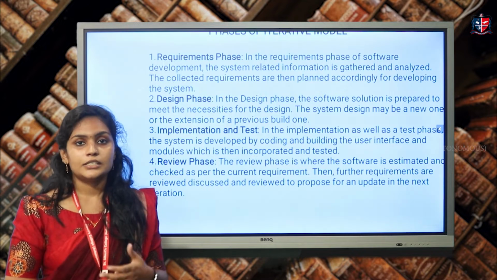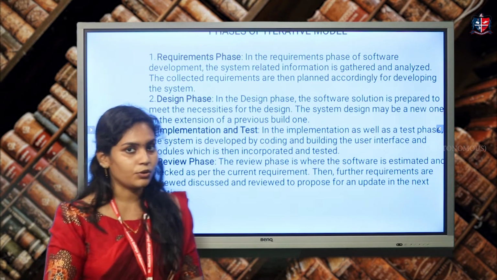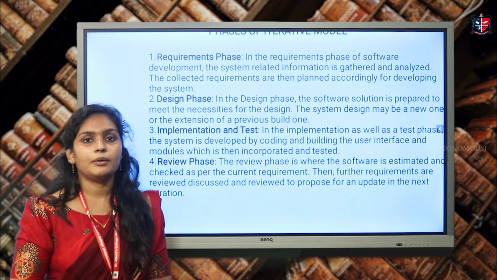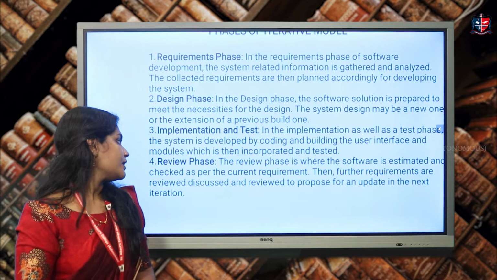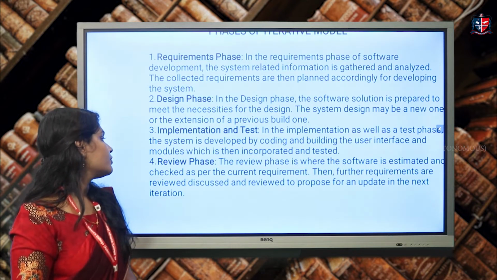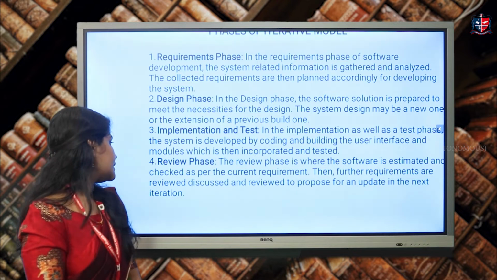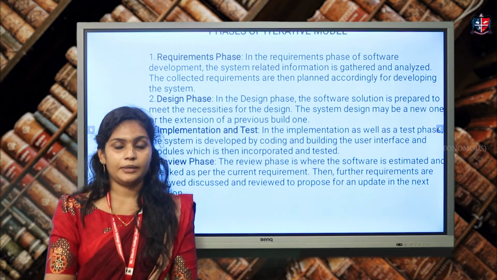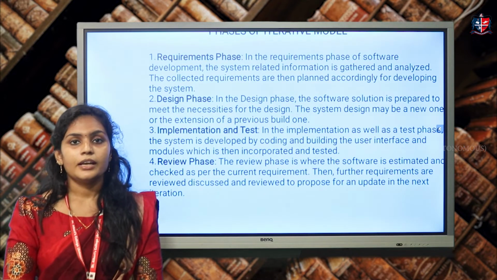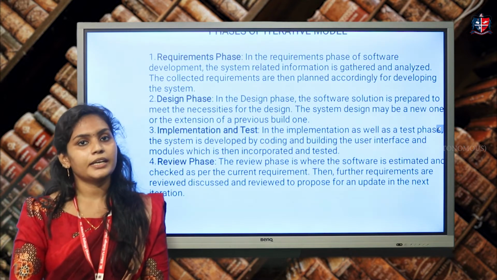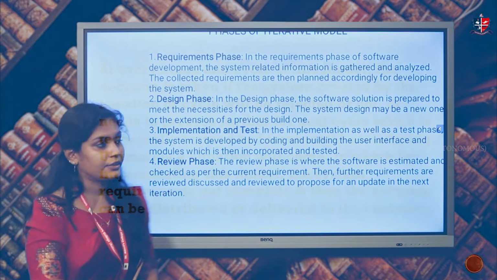That means it checks whether the system satisfies the particular requirements specified by the customer, and then further requirements are discussed and reviewed to propose an update in the next iteration. So, if you get any suggestion from the end user or any customer, it will be fetched by the developer and rearrange the entire model. So, these are the 4 phases in the iterative model.